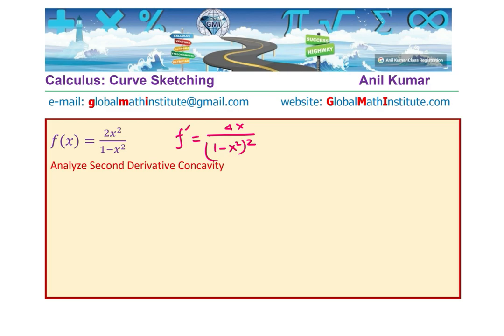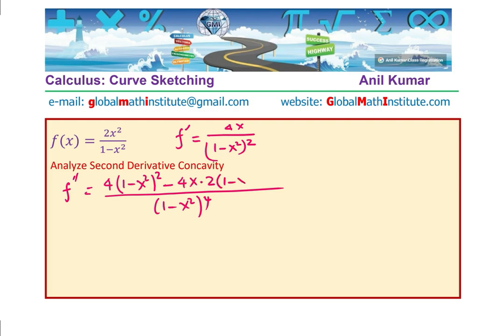So let's find the second derivative now. What happens? Quotient rule once again, right? So we have (1 minus x squared) whole square to the power of 2 in the denominator, that is, (1 minus x squared) to the power of 4. The derivative of 4x is 4. So we get 4 times (1 minus x squared) whole square, minus 4x times the derivative of this function, which is 2 times (1 minus x squared), times the derivative of this, which is minus 2x. Get the idea, right? So this becomes the second derivative.